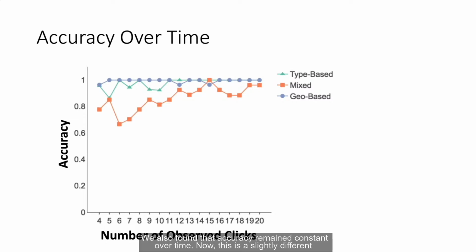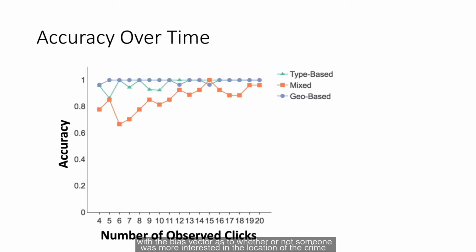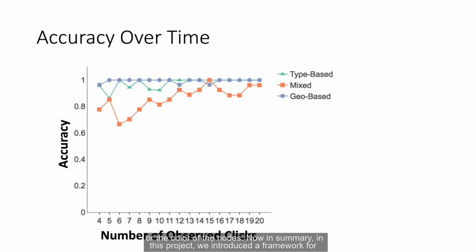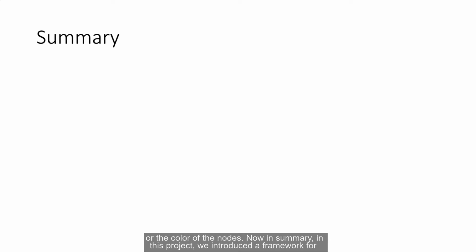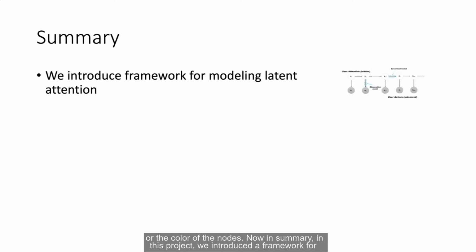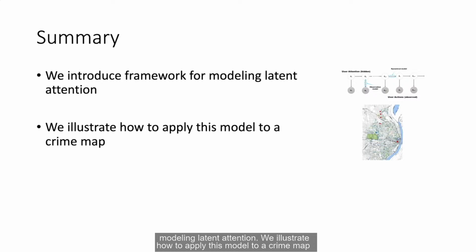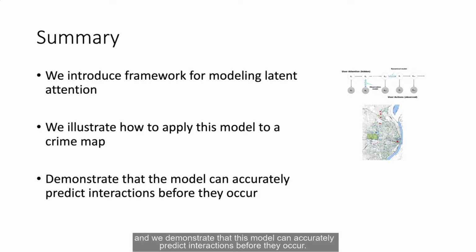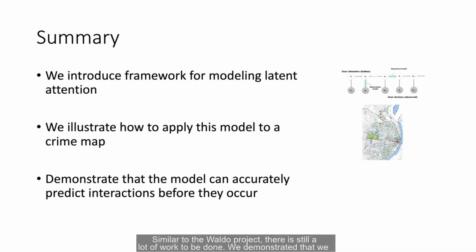Now, this is a slightly different case for the mixed type task, and I think this is because the algorithm was somewhat confused with the bias vector as to whether or not someone was more interested in the location of the crime or the color of the nodes. Now, in summary, in this project, we introduced a framework for modeling latent attention. We illustrate how to apply this model to a crime map, and we demonstrate that this model can accurately predict interactions before they occur. Similar to the Waldo project, there is still a lot of work to be done.